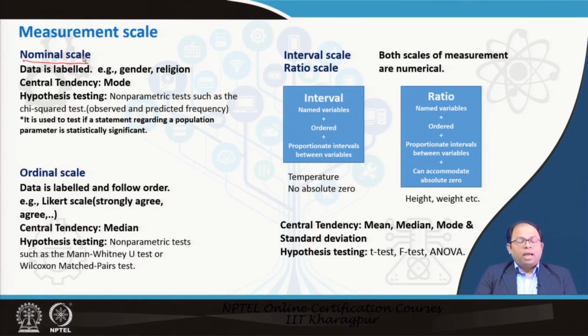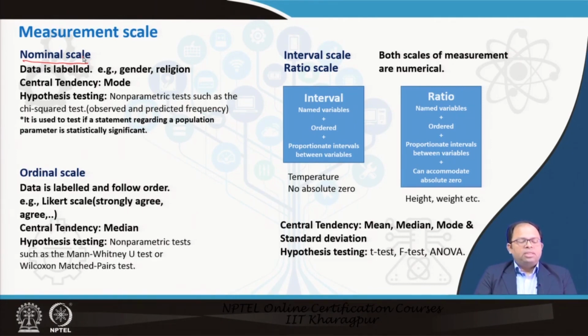And for hypothesis testing that we have discussed in earlier lecture, we have to do non-parametric tests such as the chi-square test, where we check the observed and predicted frequency, and this actually helps us to test if a statement regarding a population parameter is statistically significant or not. So that is why we need to do hypothesis testing.